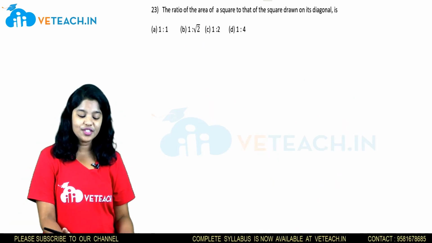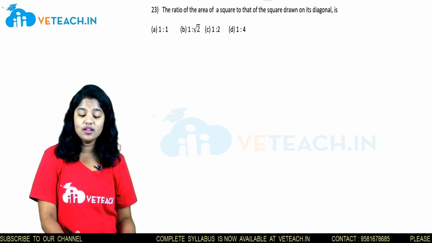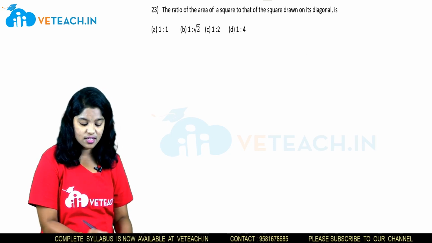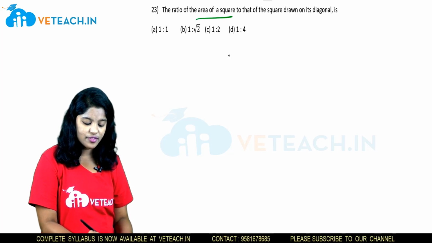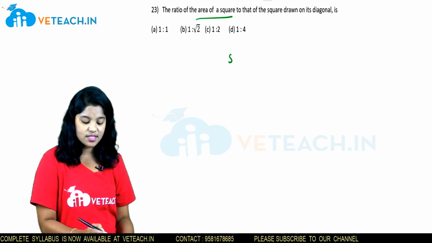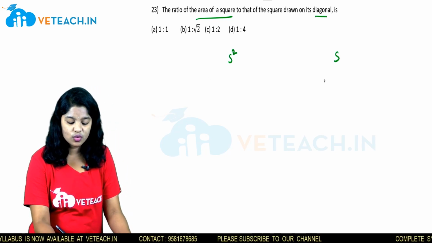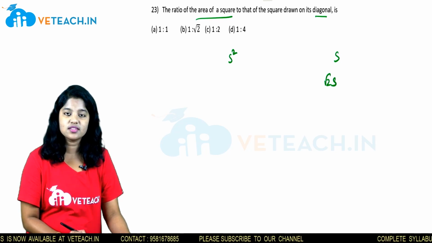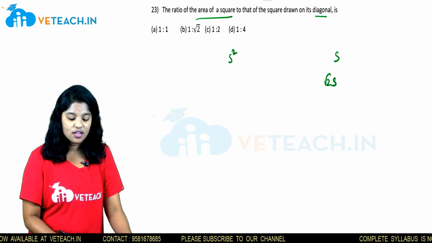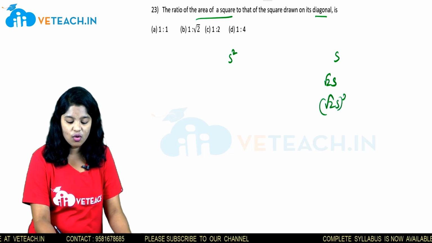So see the next question. The ratio of area of a square to the area of the square drawn on its diagonal is. Suppose let the side be S. So the area will be S square. Here they have involved the diagonal also. So the length of the diagonal is root 2 S when S is the side. Now the area of the square with respect to the diagonal will be (root 2 S) whole square.